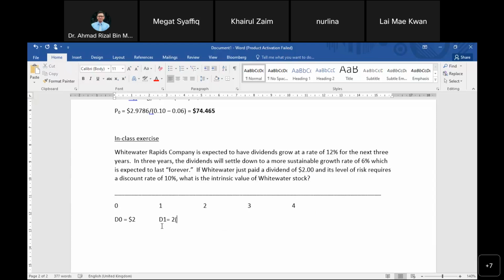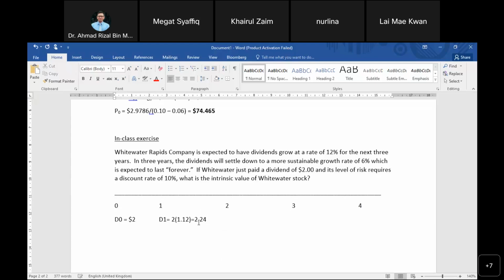$2 times. What is the growth rate for the first 3 years? 12%. So you multiply by 1.12. What do you get? 2 times 1.12 is 2.24.